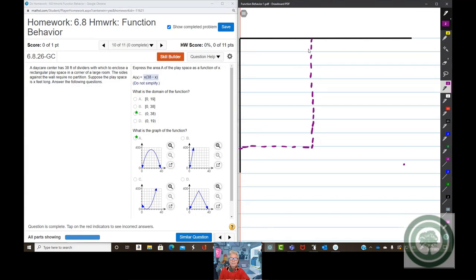Now they say that the length is X. Well, the length, that's the longest side. So I'm going to let this be X. And that means the width, well, we could say it's Y. But also, since X plus this equal 38, this side is going to be whatever is left after you take the X feet out of the 38 feet. So this side is going to be 38 minus X. And this side is going to be X.